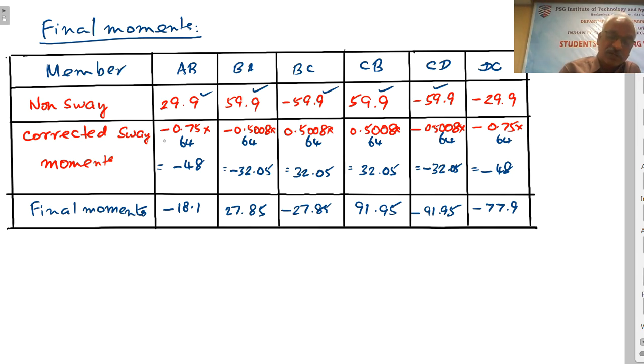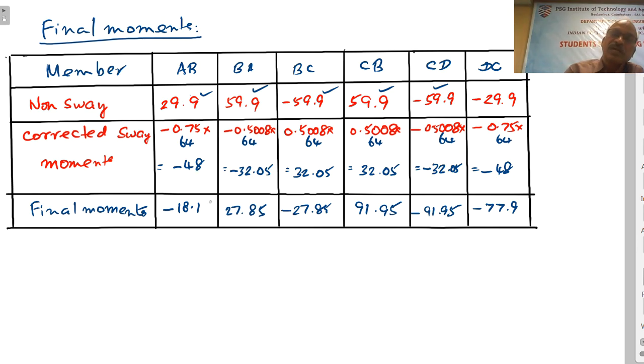Corrected sway moments: we got minus 0.75, minus 0.5008, etc. These values are to be corrected. The reason is that the sway force for these moments, 0.75, 0.5, etc., is 0.625 kilonewton. If 0.625 kilonewton is the sway force, these are the moments. But 40 is the sway force, so correct it by multiplying by 64. 64, we have just arrived at. Multiply by 64 and we get the corrected sway moments. So corrected sway moments are these values. We add the non-sway moment plus the corrected sway moment to get the final moment.